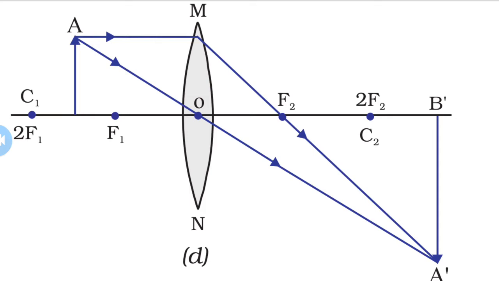Now the object is kept between F1 and 2F1. Here AB is the object and A'B' is the image. The position of the image is on the opposite side of the object, beyond 2F2. The nature of the image is real and inverted, and the size of the image is bigger than the object, highly enlarged. Here A'B' is the image.